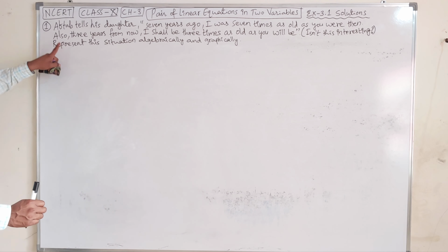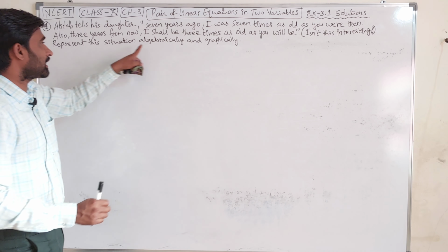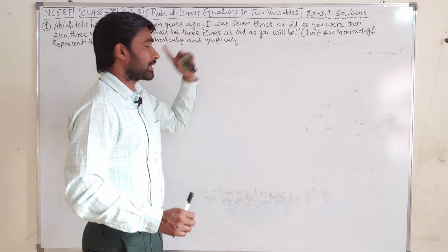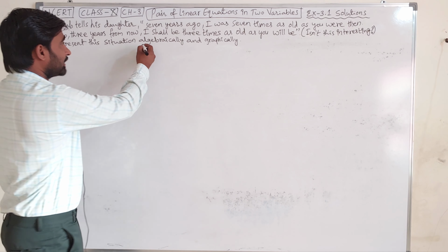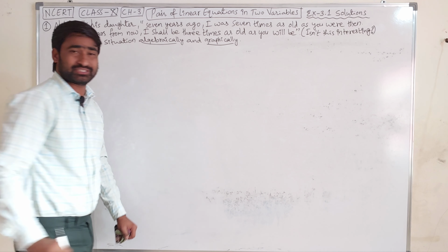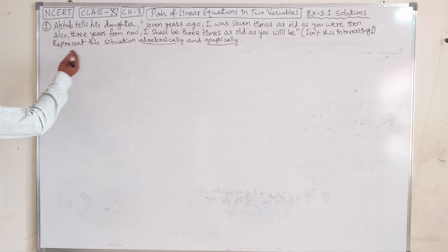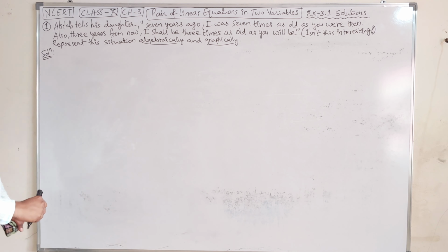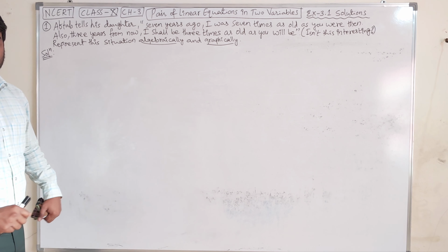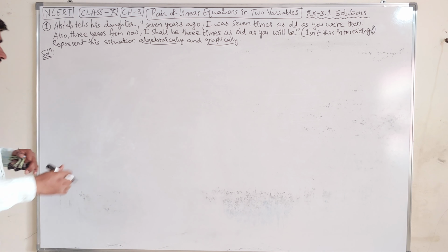Next, the question is that represent this situation algebraically and graphically. ये situation हमें algebraically भी दिखाना है और graphically भी representation करके दिखाना है. चलिए अब शुरू करते हैं. We don't know the age of Aftab, so let us take x years.